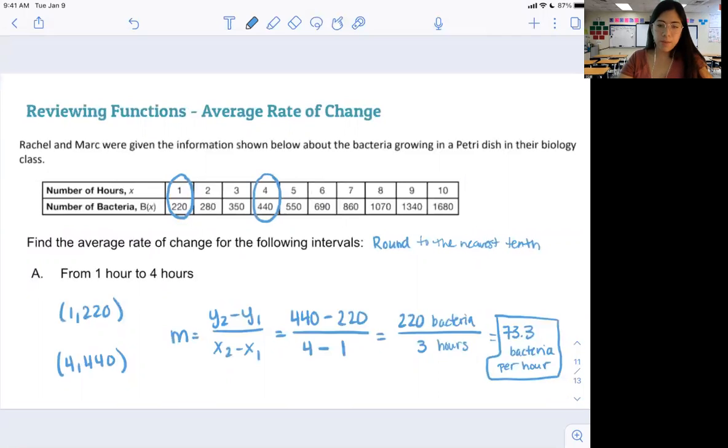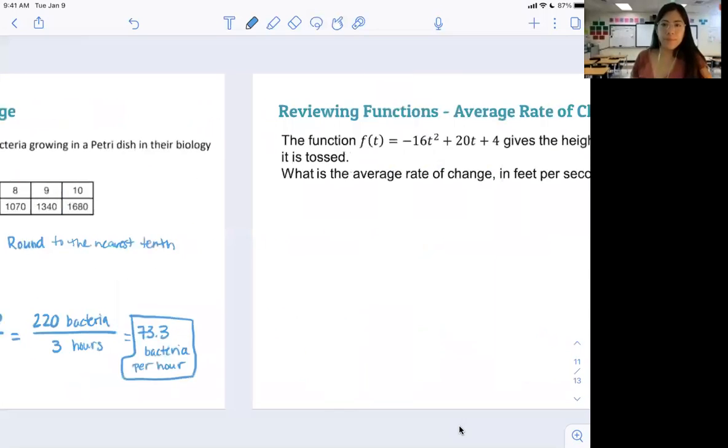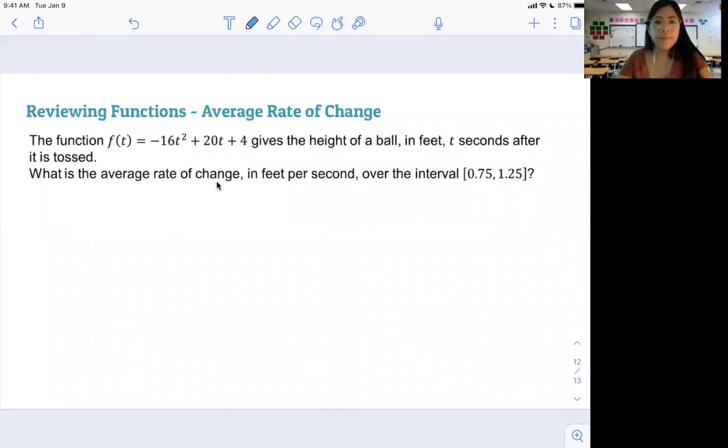I believe we have one more question to go. So finally, we're going to find the average rate of change, but this time I don't have a table, I don't have a graph. All I have is this function. But don't worry, we'll still be able to figure it out. The function f of t equals negative 16t squared plus 20t plus 4 gives the height of a ball in feet, t seconds after it is tossed. What is the average rate of change in feet per second over the interval [0.75, 1.25]?